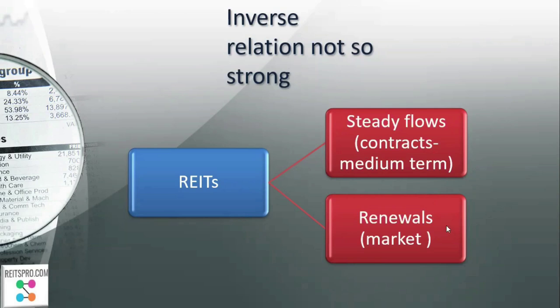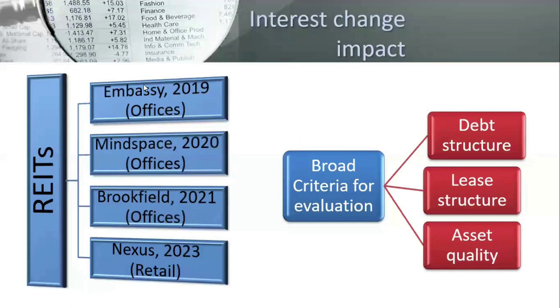Why? Because as the market increases, if the inflation is more, the rentals would be more. So we'll explain that in a bit. So if you have 4 REITs today in the market, broad criteria would be these 3. First, there is a debt structure you need to evaluate, because for debt taken by a REIT for expansion or acquiring assets, the interest rate would go up or down as per the interest prevailing in the market, depending on whether it has a fixed or a variable debt structure, and how much percentage of debt is there. Secondly, the lease structure, how do the leases work out?